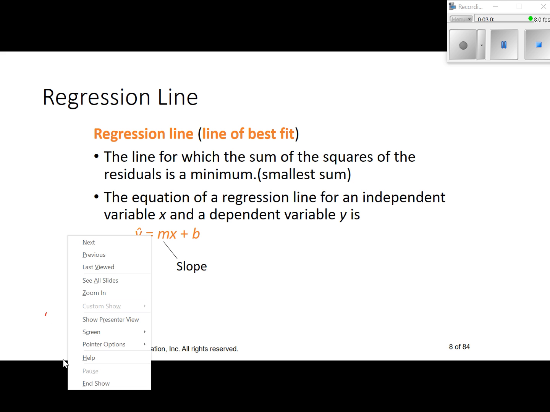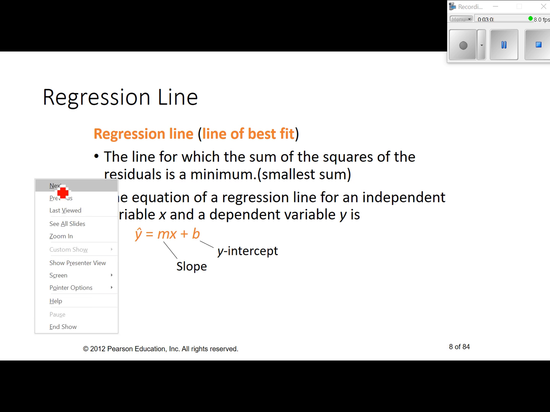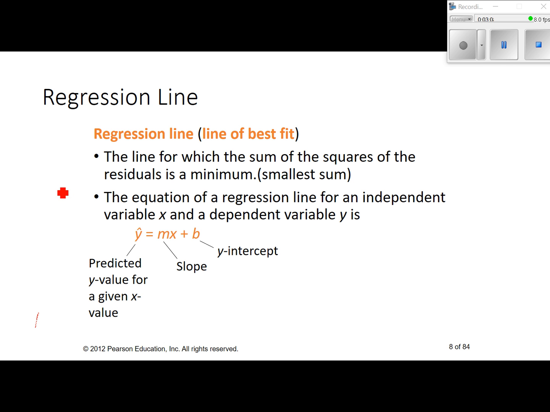Remember, the equation of your regression line is y hat equals mx plus b. M is the slope, b is the y-intercept. Instead of m here, our calculators use a, and they use b for that one. Once we know this equation for a regression line or a line of best fit, then we can make predictions by plugging into that equation.